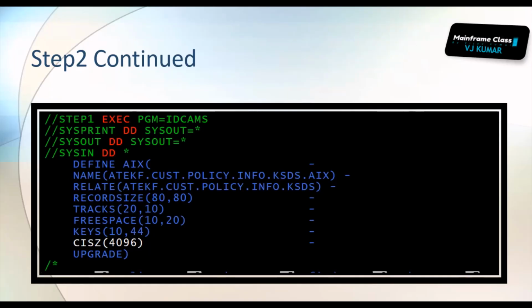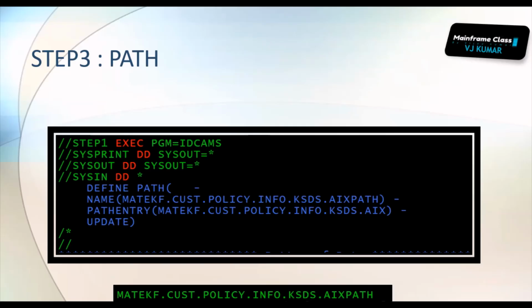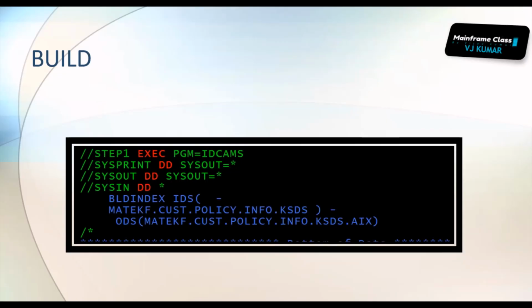Then after that, we are trying to create an AIX. The AIX is again created using IDCAMS, with the name as AIX, and you have to give your AIX file name, right? Once this is done, you need to create a path. How do you create the path? You create a path by name, giving it as AIX path, and you map the AIX that you have given there. And then we copy the data from the KSDS file to the AIX. That means we are building the index file now.